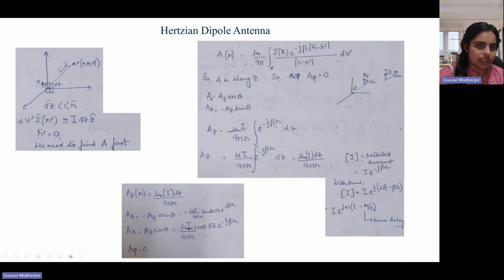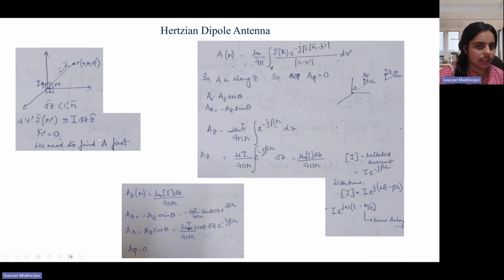So it should be I times delta z, pointing in the z cap direction. That's the direction of your current density. And your r prime is 0, so you consider that it's at the origin. Now you want to see the effect at some field point P.